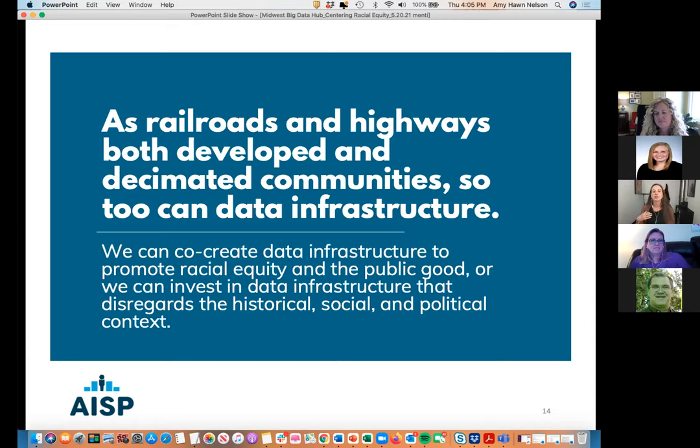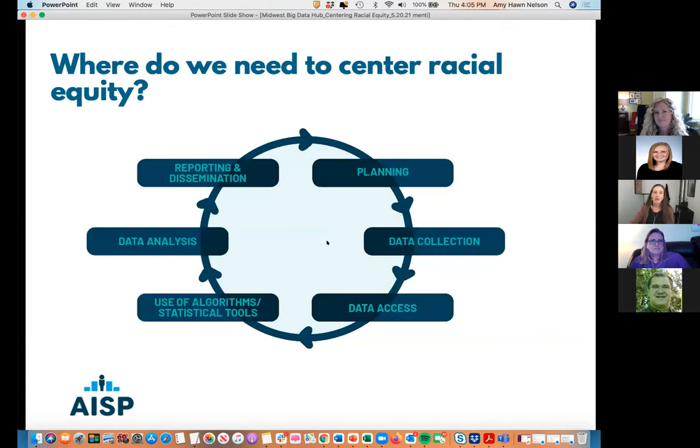So similar to the railroads of the 1800s, the highways of the 1900s, data infrastructure is our century's infrastructure project. And so we have to fund it properly. We have to think about it in ways that don't decimate communities, as we know our previous century's infrastructure projects did. So context is key. And we talk a lot about that within the toolkit.